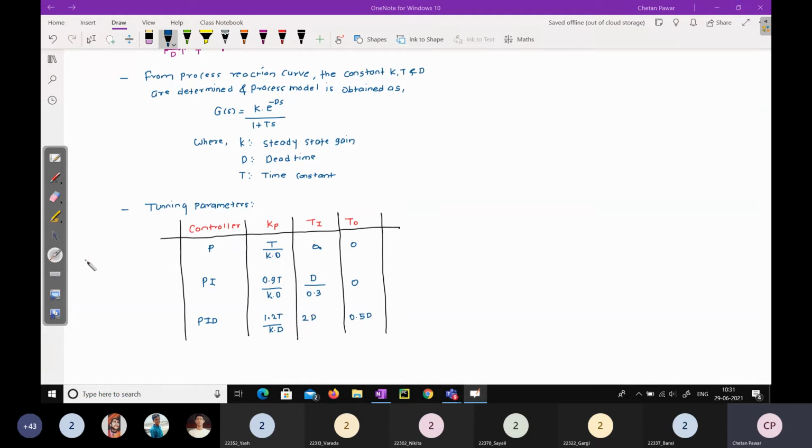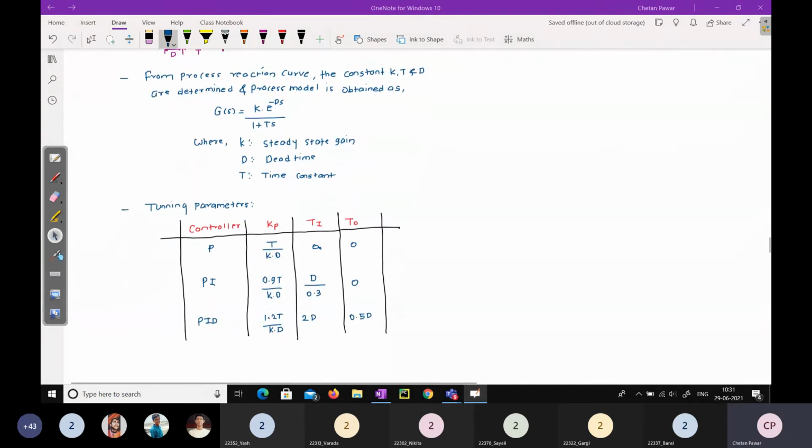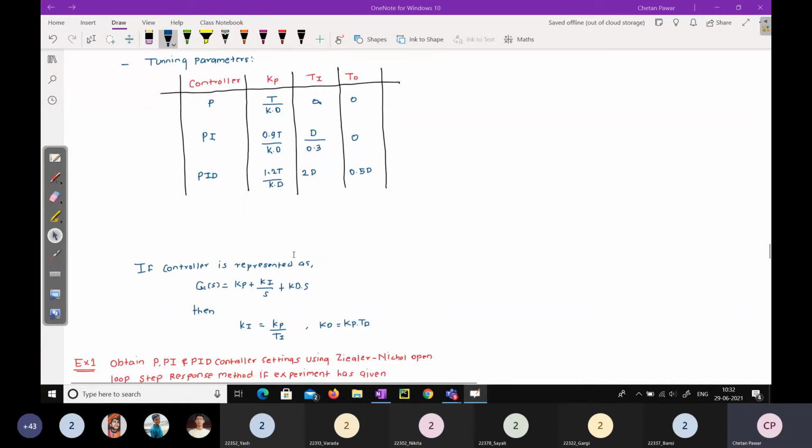So in this way, we determine the values of Kp, Ti and Td. Generally, problems will not be asked on this, but if they ask, they will give you the parameters like K, D and T and ask you to tune the controller. You will see a problem on this. In this way, tuning will be done for the particular parameters.